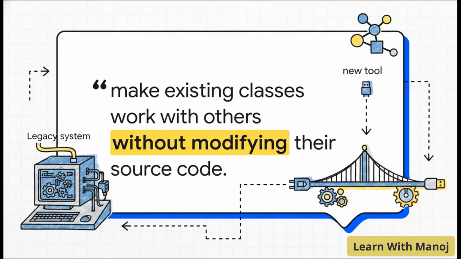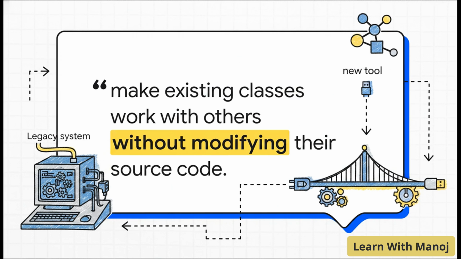Well, the absolute crucial point is captured beautifully in this quote from Wikipedia. It says, "The adapter pattern allows the interface of an existing class to be used as another interface. It is often used to make existing classes work with others without modifying their source code." Now that last part, that is the golden rule right there, without modifying their source code.